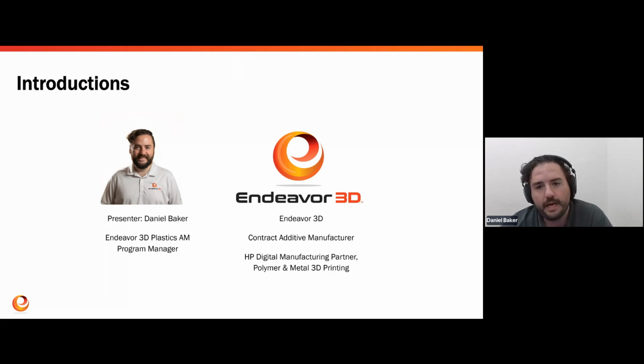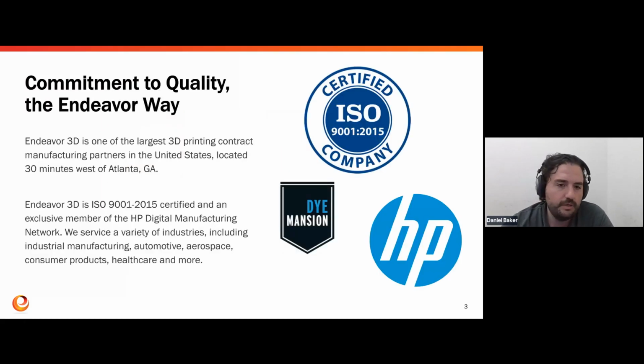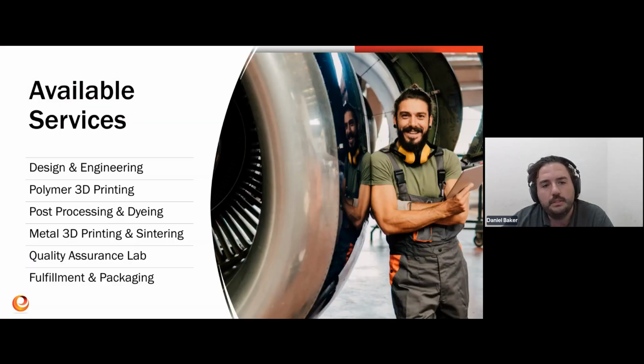And then a little bit of background on Endeavor 3D. We are a contract manufacturer just outside of Atlanta, Georgia, out in Douglasville. We have a very large 65,000 square foot facility dedicated to additive manufacturing of polymers and metals. ISO 9001 certified, and we are part of HP's digital manufacturing network. Industries we serve are pretty broad, but I would say the highlights are really automotive, healthcare, consumer goods, and then a few defense and military applications.